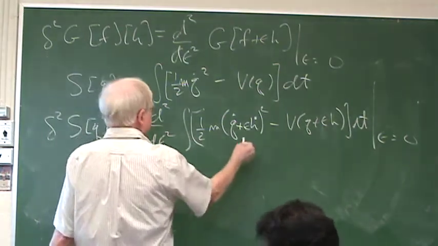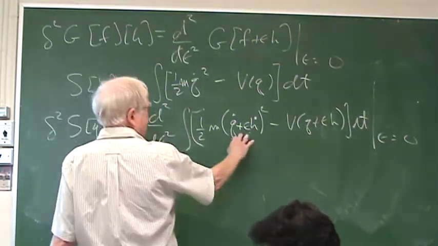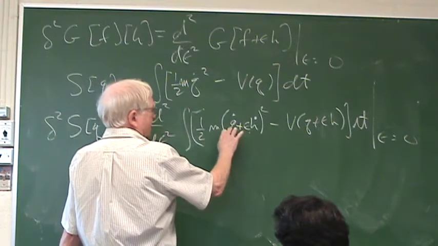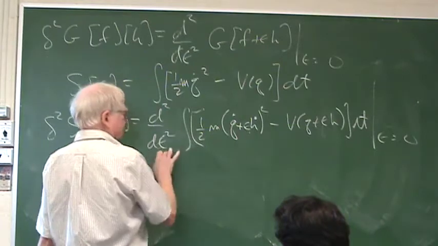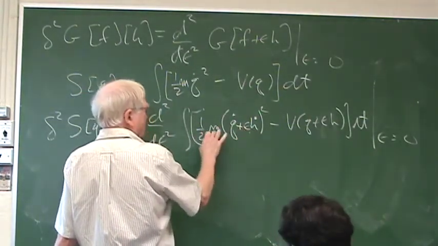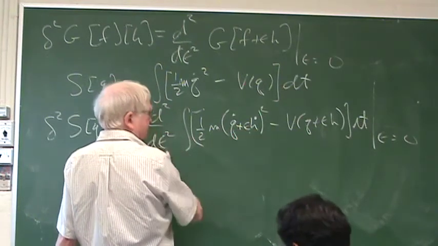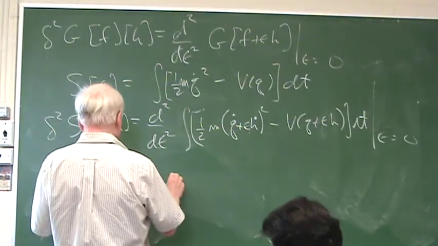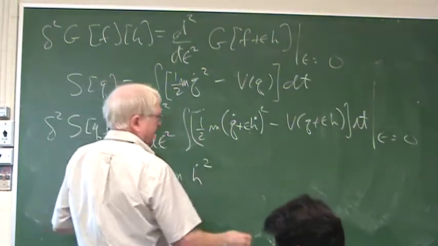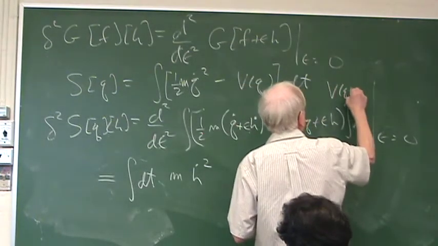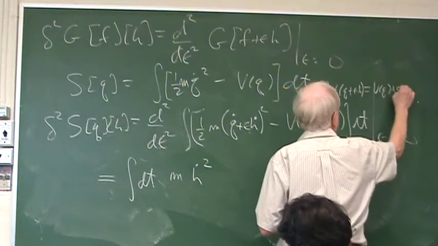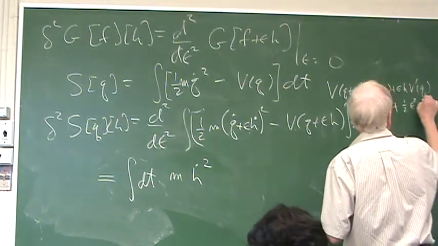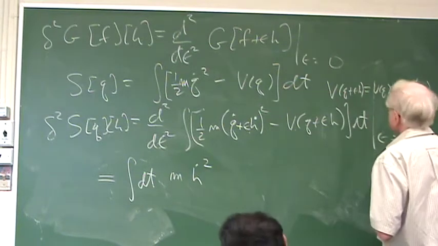Right. So obviously you just expand this. You get the q dot squared, which has no epsilon dependence, so that gives you zero. The linear term is 2 q dot epsilon h dot, but the second derivative is like epsilon to the zero, that doesn't contribute. What contributes is one half m epsilon squared h dot squared. The second derivative with respect to epsilon, the 2 cancels, the epsilon goes away, and we get an integral dt m h dot squared. Now for this one, we write v of q plus epsilon h as v of q plus epsilon h v prime of q plus a half epsilon squared h squared v double prime of q plus higher order terms.